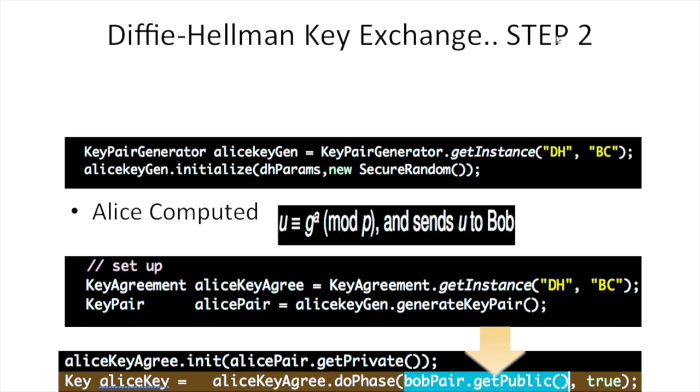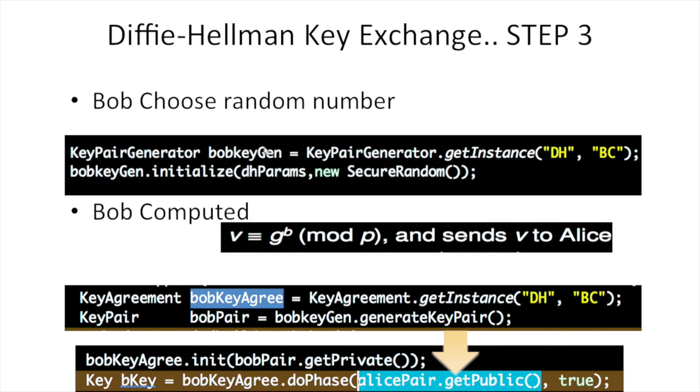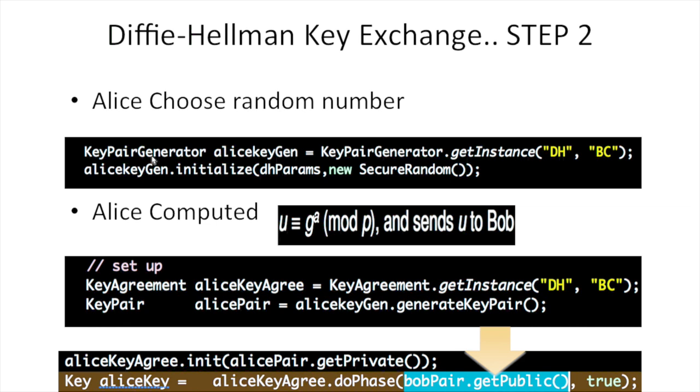The second step is Alice will create a random number. To achieve this, we will use the KeyPairGenerator API, and we will pass the DH algorithm, and we are using the Bouncy Castle API, and we will initialize this key pair generator with the DH parameter created earlier with the new SecureRandom. So this will create a random number, and the key is initialized with the DH parameter.